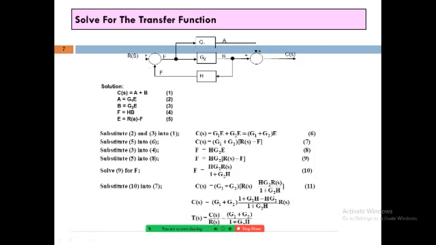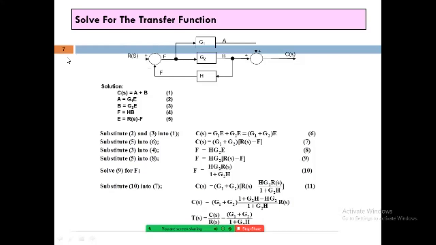Now, substitute equation number 3 into equation number 4. What is equation number 3? B is equal to G2 into E. And what is equation number 4?